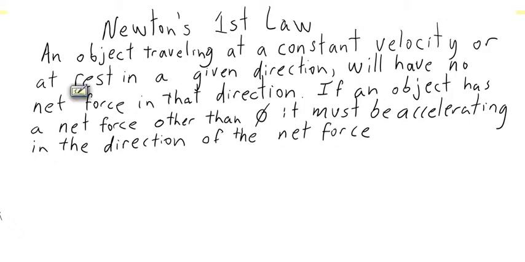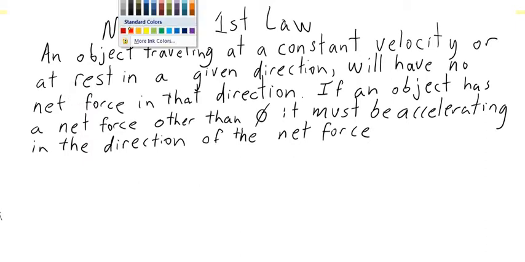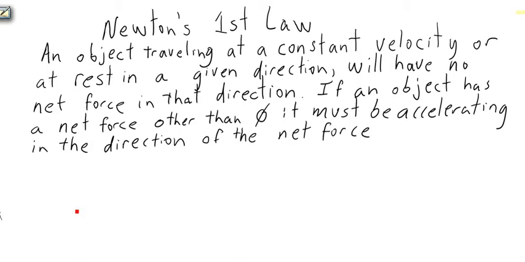I've already written down an idea of Newton's first law, and that is that an object traveling at a constant velocity or at rest in a given direction will have no net force in that direction. If an object has a net force other than zero, it must be accelerating in the direction of the net force. So let's look at an example of that concept in action.